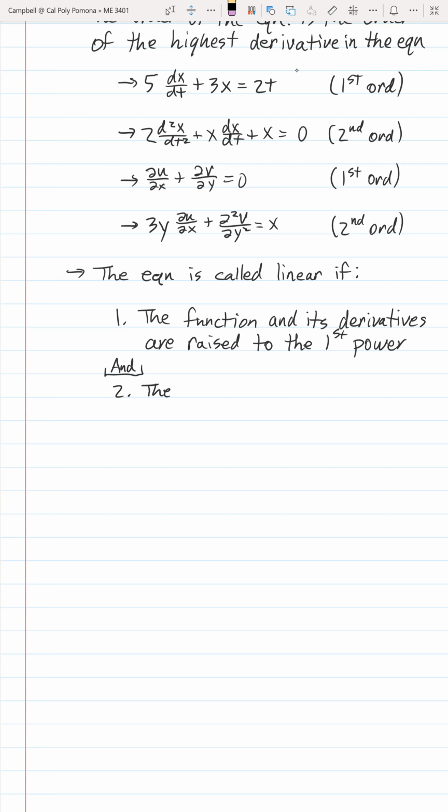Secondly, and one other thing we can't have, and I'll get to this in a moment, but it kind of relates to this idea of first power. We also can't have instances of the function multiplying itself. So in other words, this right here would completely wipe out that particular differential equation from being a linear differential equation because we have x times dx/dt. So that wouldn't work out.